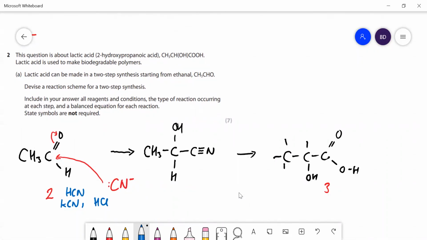Now, this is a hydrolysis reaction. And the conditions you need to turn a cyanide into a carboxylic acid is you heat with reflux with dilute hydrochloric acid, and that will hydrolyze the cyanide to the carboxylic acid. Include reagents and conditions. So we've done that: heat, reflux, HCl. The type of reaction occurring, that's hydrolysis. Well, the type of reaction occurring here is nucleophilic addition. Right, the cyanide is the nucleophile, and it's addition because you break the carbon-oxygen double bond.